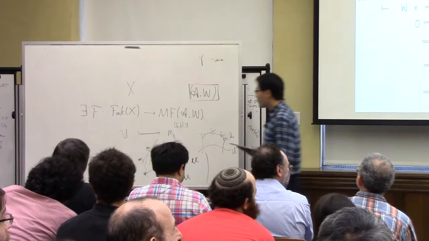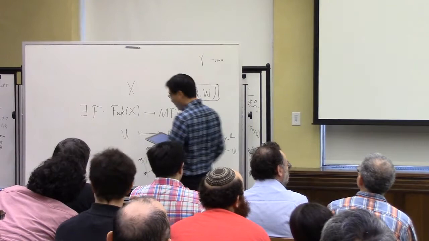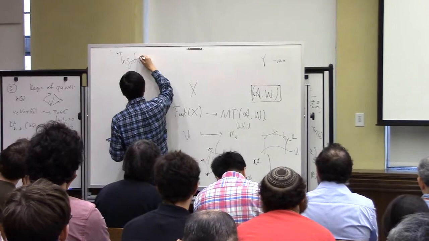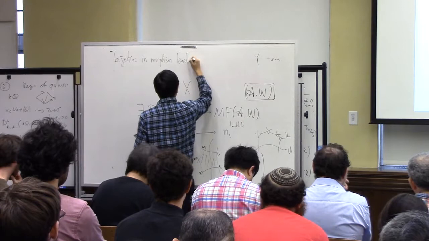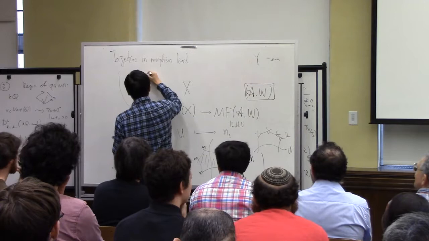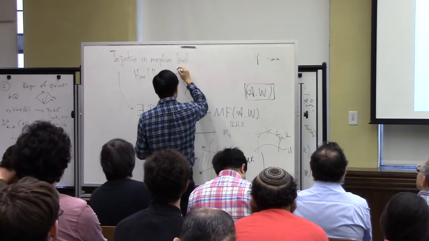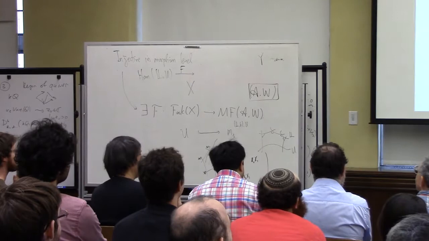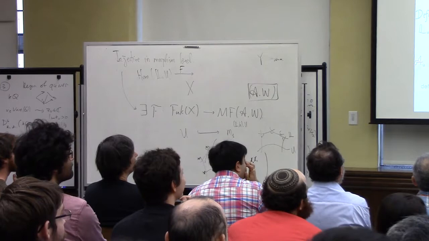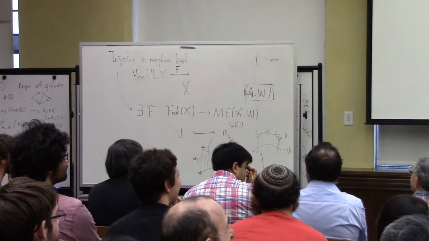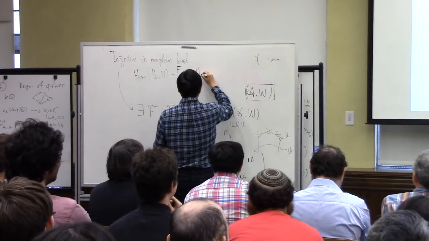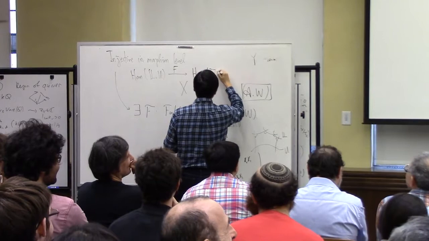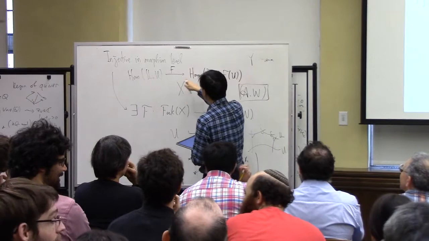Okay, and this very natural functor also has a nice property: it is injective at some level. If you consider the functor induced on the moduli space, it becomes stable now. So we have an induced functor on the moduli space at some level, and the injectivity is saying that this moduli space level functor is injective.